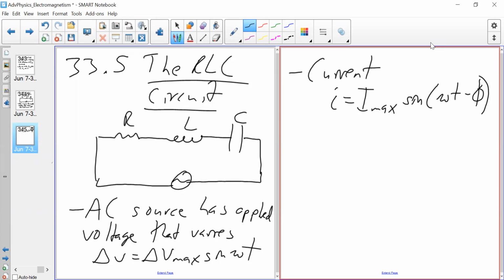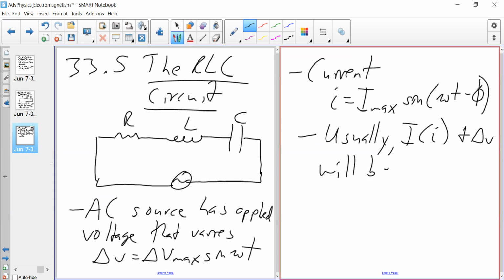Okay, so this equation here is basically saying that the current is going to lag the voltage. Like when the voltage is a maximum, the current is going to be at zero. This is just one moment in time that the current is lagging. So far we've seen that usually I, or just say the little I to distinguish from I max, and delta V will be out of phase.